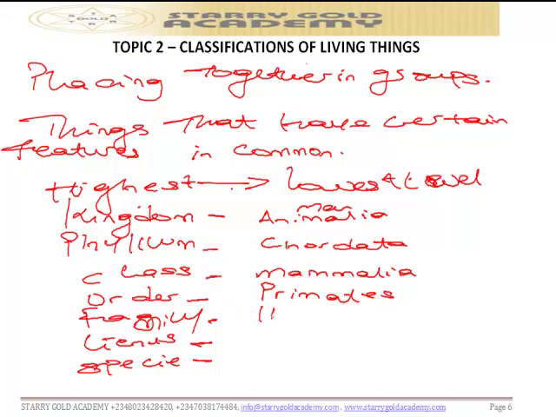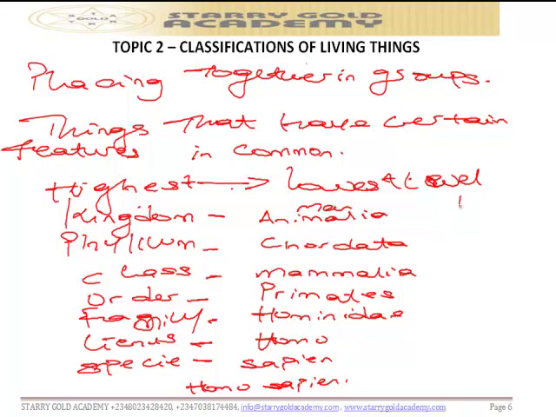So family, Hominidae. Then genus Homo, and species sapien. So that's why we refer to man as Homo sapien.